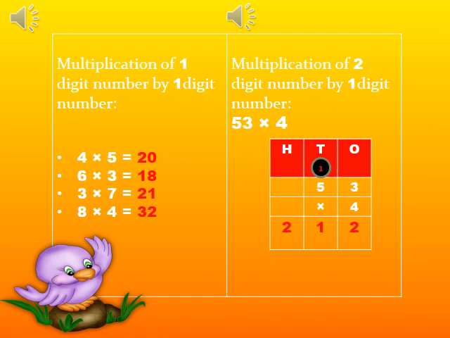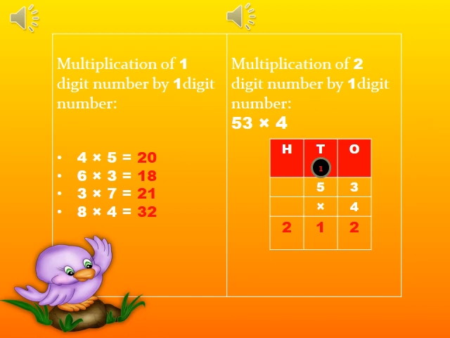To get 4 into 5, children, we have to read the table of 4. I think you all have learned the tables from 2 to 10. So, read the table of 4 for 5 times. 4 ones are 4, 4 twos are 8, 4 threes are 12, 4 fours are 16, 4 fives are 20. So, 4 into 5 is equal to 20.